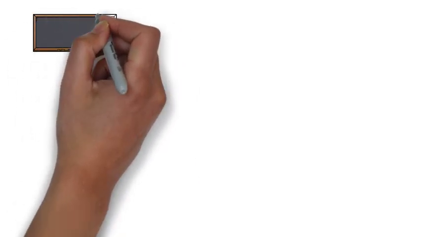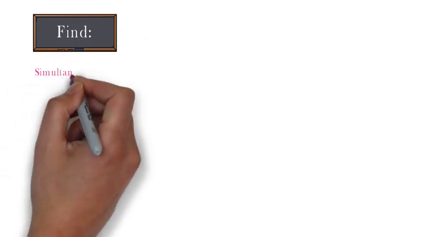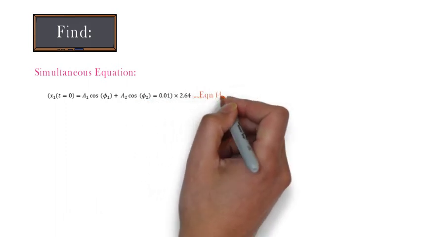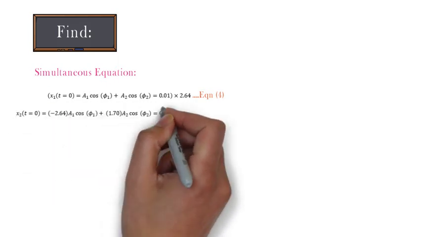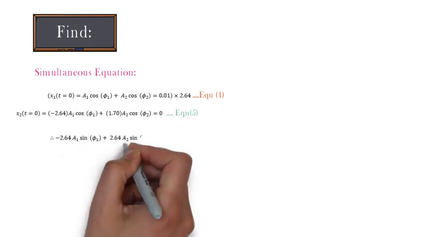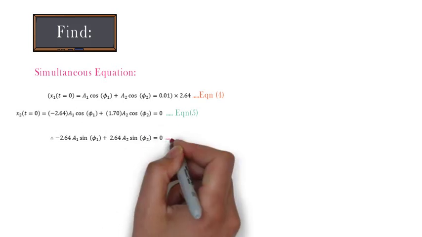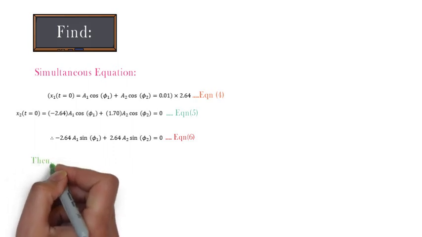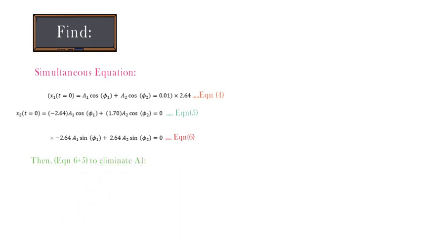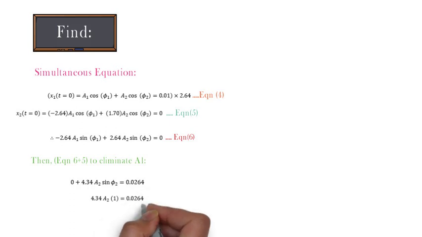Okay, for the second step, we find A1 and A2 using the same method, which is simultaneous equations. The first equation, which is x1(t), will be multiplied by 2.64. This is because we want to eliminate A1. Okay, the second equation is x2(t). The third equation is the final equation of x1(t) after multiplying by 2.64. Then equation 6 plus equation 5 to eliminate A1.